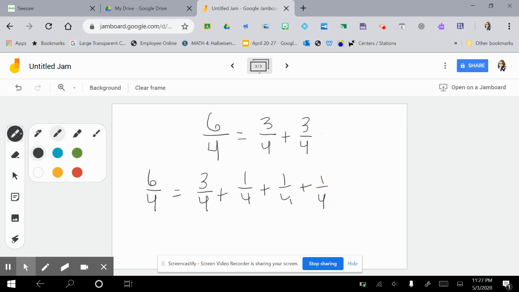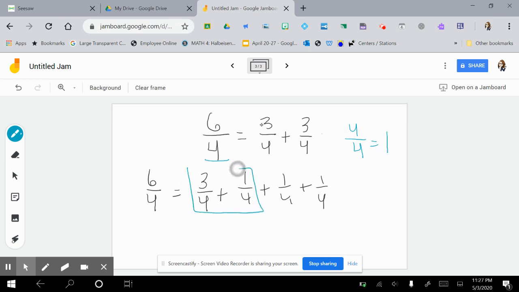What I forgot to do up there with you is remind you that since the size of the pieces is fourths, I need 4 of those fourths to make 1. So here I'm going to take 4 of those fourths to make 1. I have 2/4 left over. So 6/4 is the same as 1 plus 2/4, which is 1 and 2/4.